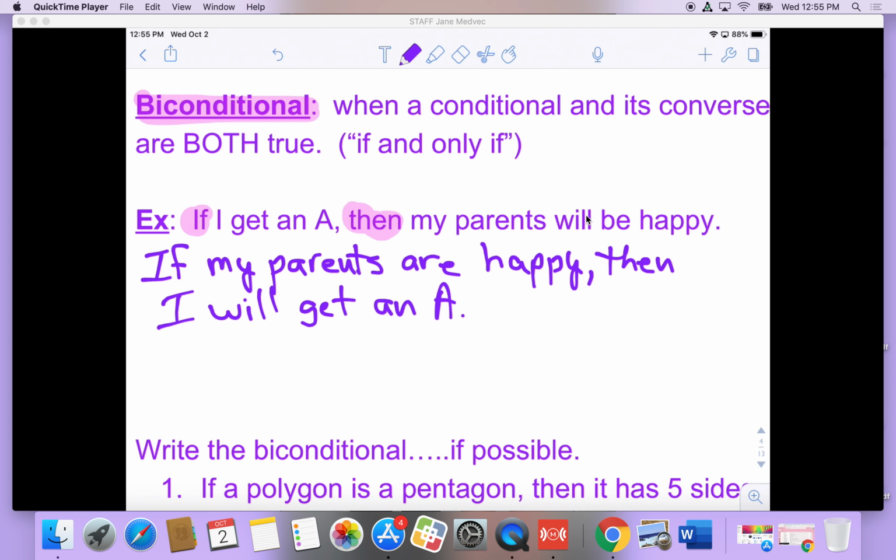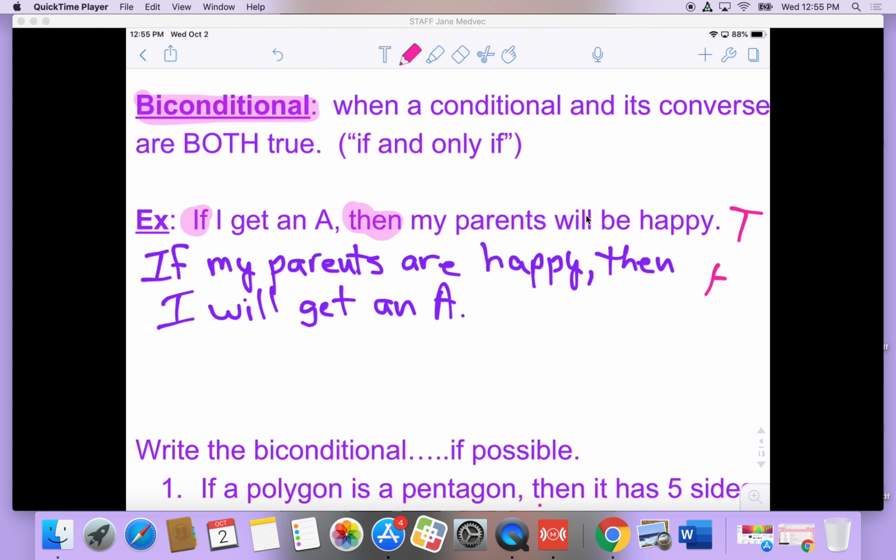Take a look at the first one. If I get an A, then my parents will be happy. Is that true? I would think that would be true. So the conditional statement is true, I would hope, right? The converse, if my parents are happy, then I'll get an A. Is that true? That's not true. It'd be nice, right? I'd be giving my mom flowers all the time and give my dad coffee all the time and rub their back, right? But that's not true.